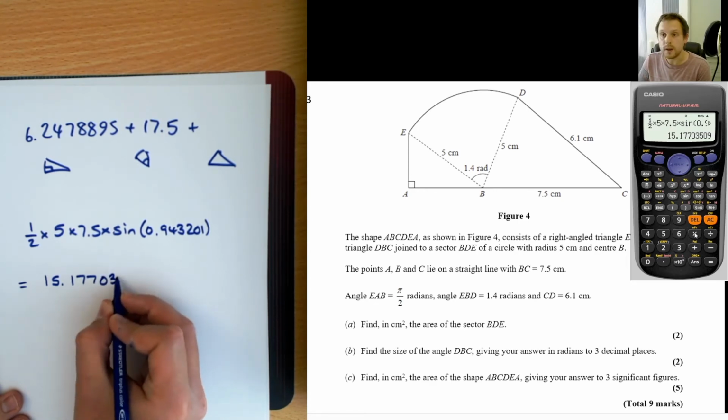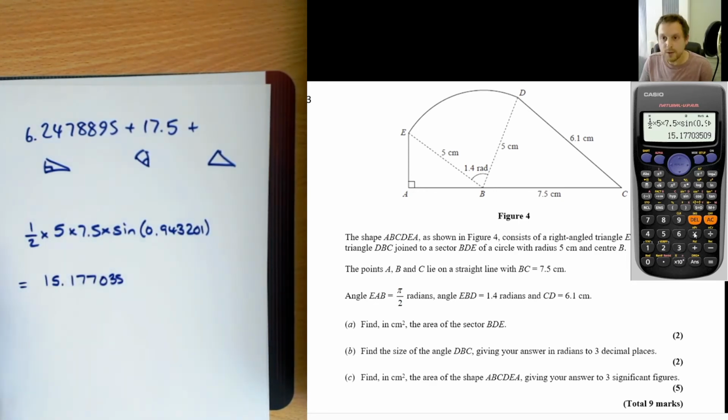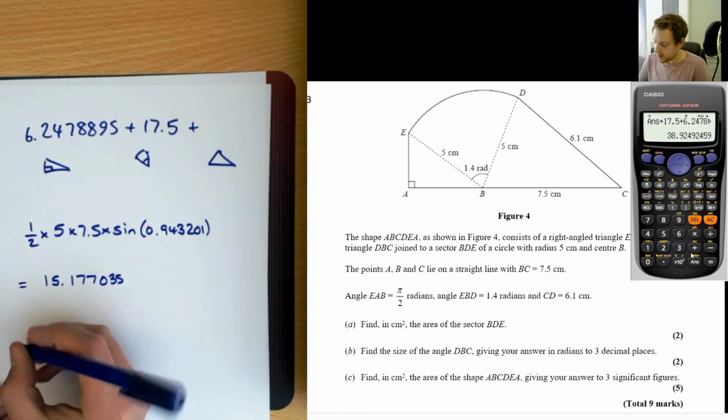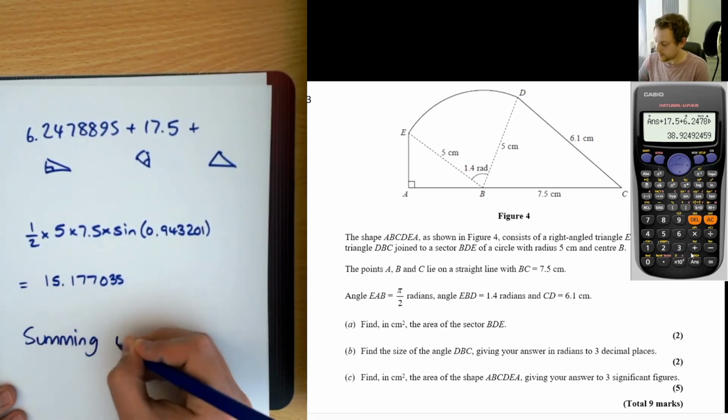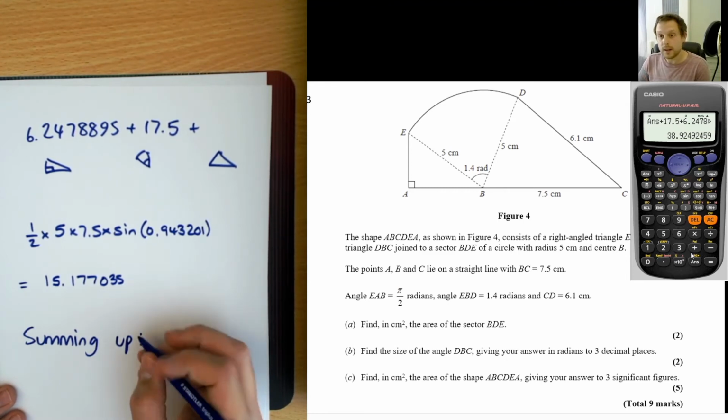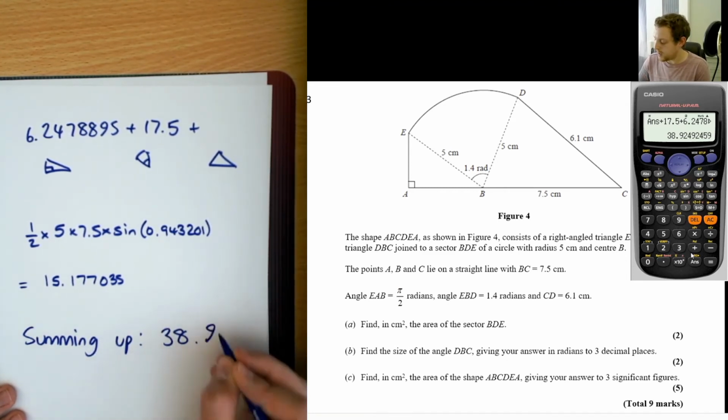Let's go 0.35. Why not? And then add all of this up. So add that to 17.5. And then add that to 6.2478895 to get a final answer. So this is summing up. And to 3 significant figures, I get 38.9.